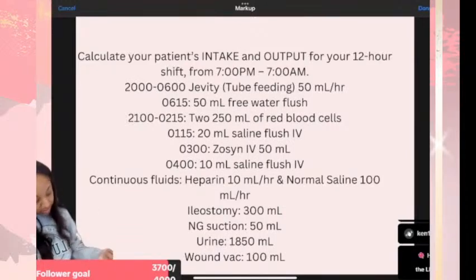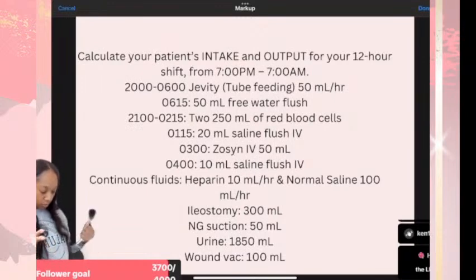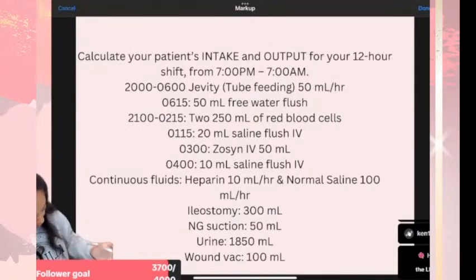So let's calculate our input. The input for our patient for a 12-hour shift from 7P to 7A. I must have written this one because that's my shift. All right. Jevity tube feeding, 50 milliliters an hour. You see it's going from 8 p.m. to 6 a.m. So how many hours is that? 9, 10, 11, 12, 1, 2, 3, 4, 5, 6. So that's 10 hours, right? So you would multiply that times 10.